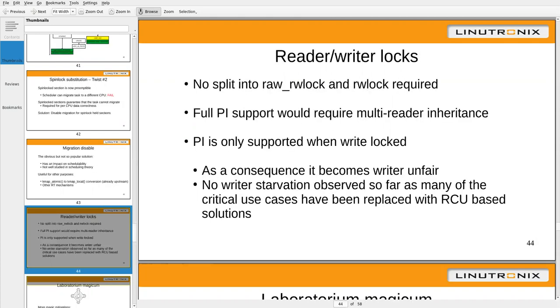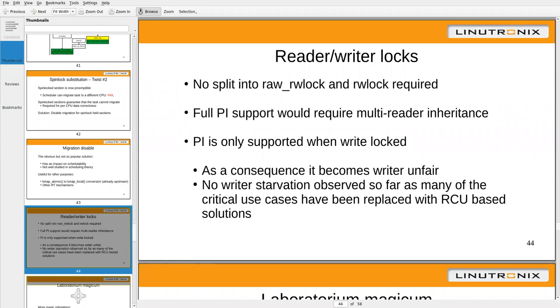Reader-writer locks. Thankfully, we didn't have to split them into raw reader-writer locks and reader-writer locks. Wouldn't be that hard, but sparing yet another split is a good thing. As discussed with reader-writer semaphores, we can't do full priority or deadline inheritance support because, again, this would require multi-reader inheritance, which is not possible. And even if it might be possible, it's probably horrible. So we only have PI when it's write locked. Same as for reader-writer semaphores, it becomes writer unfair.